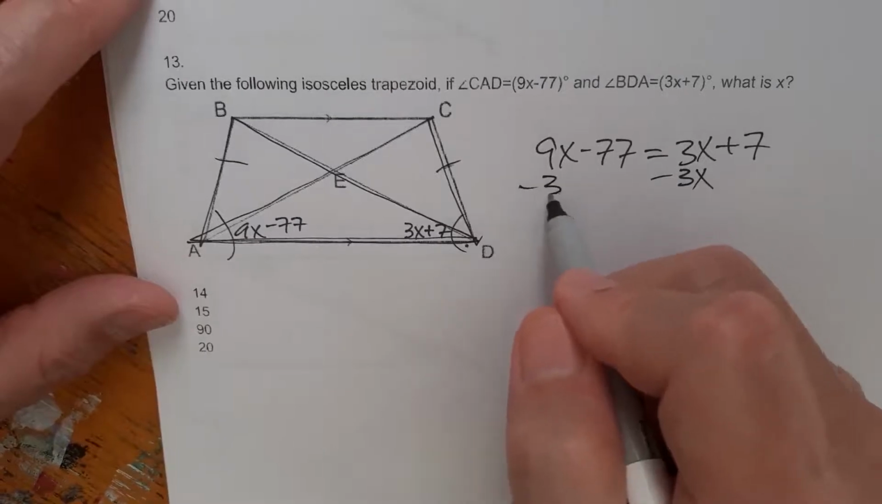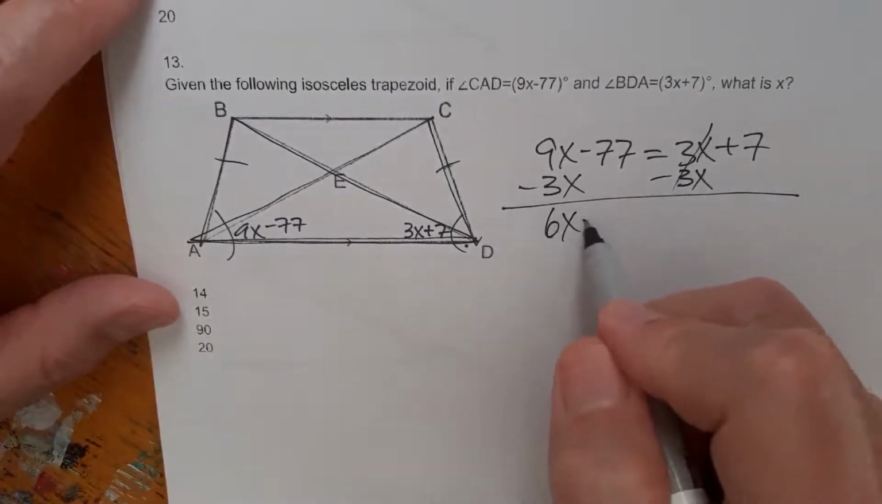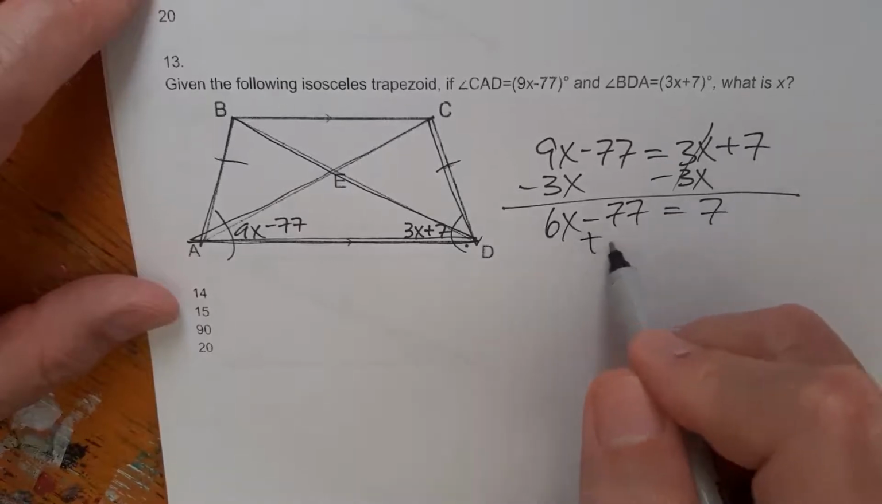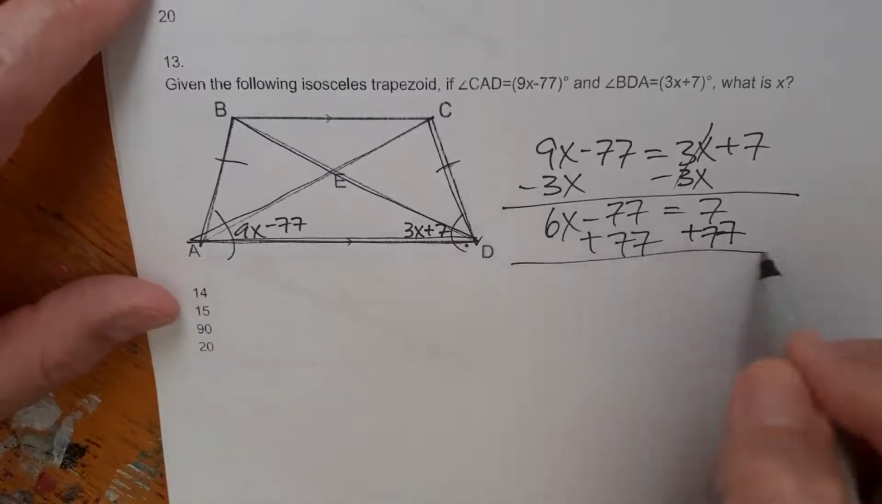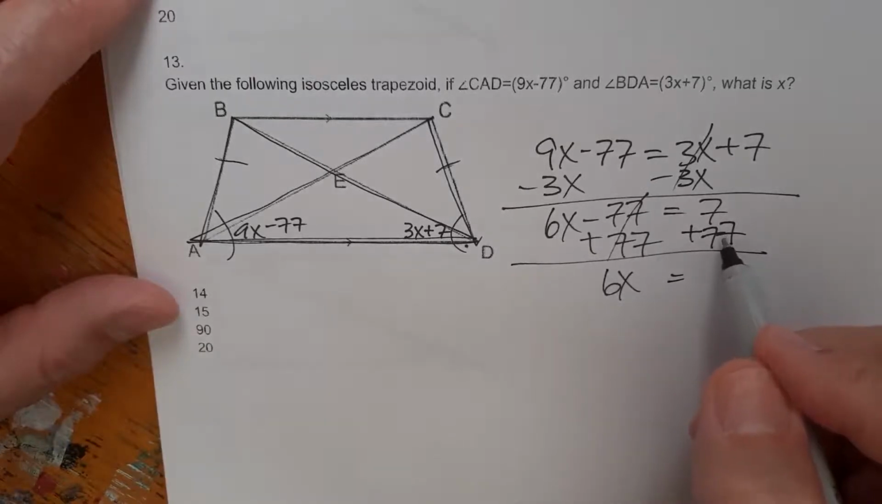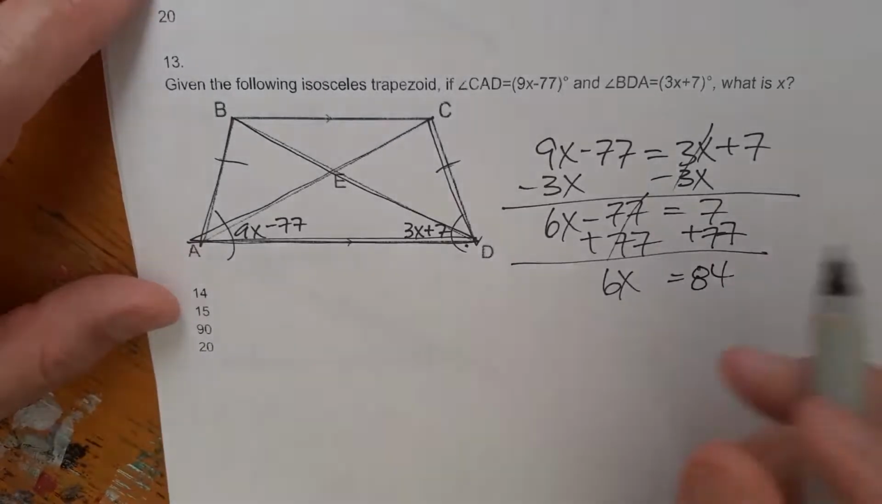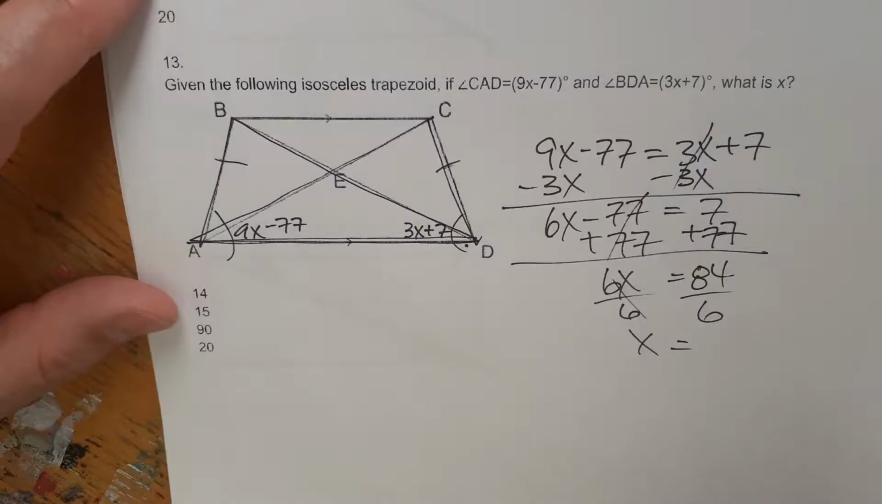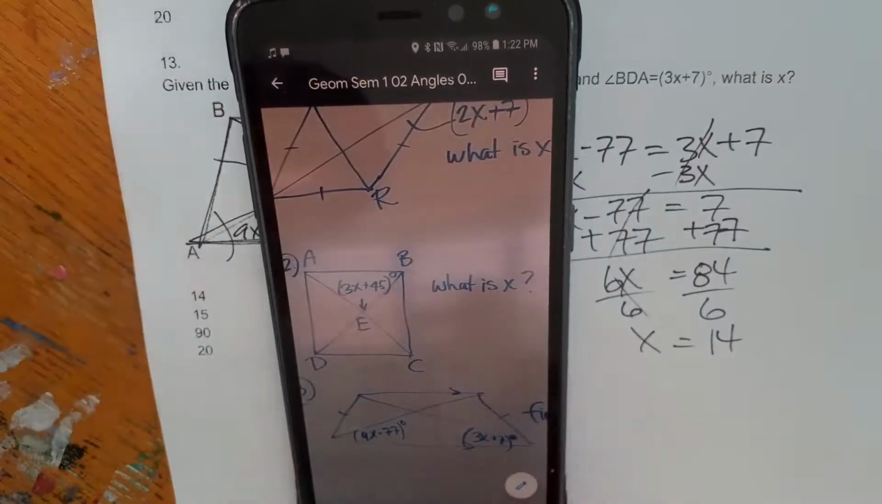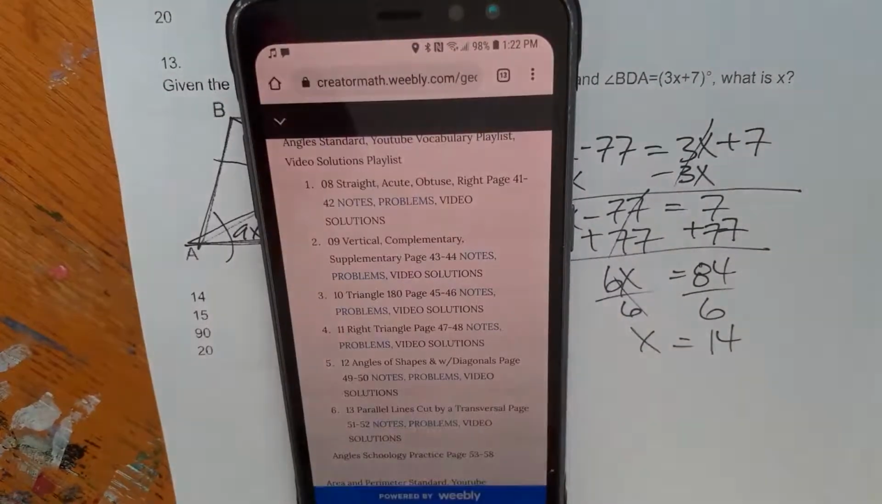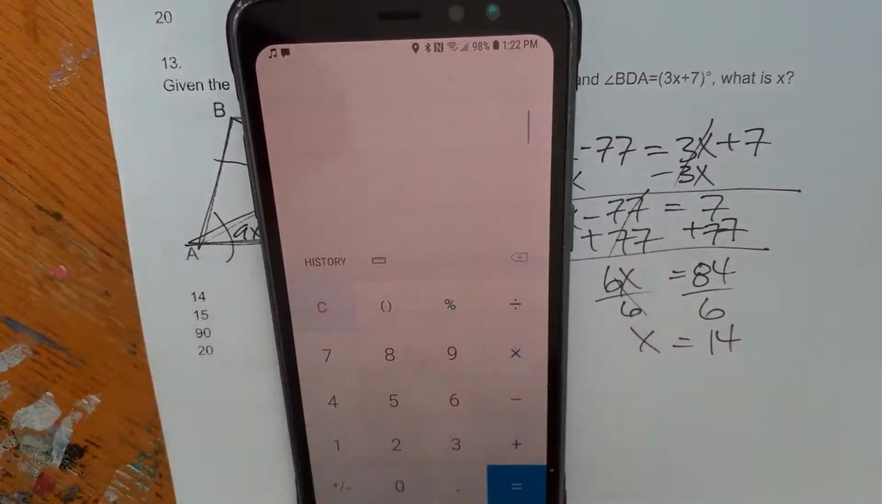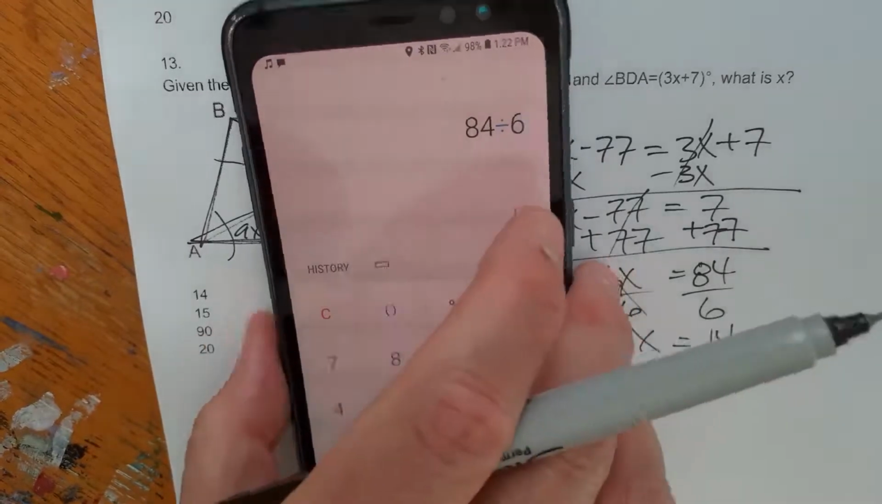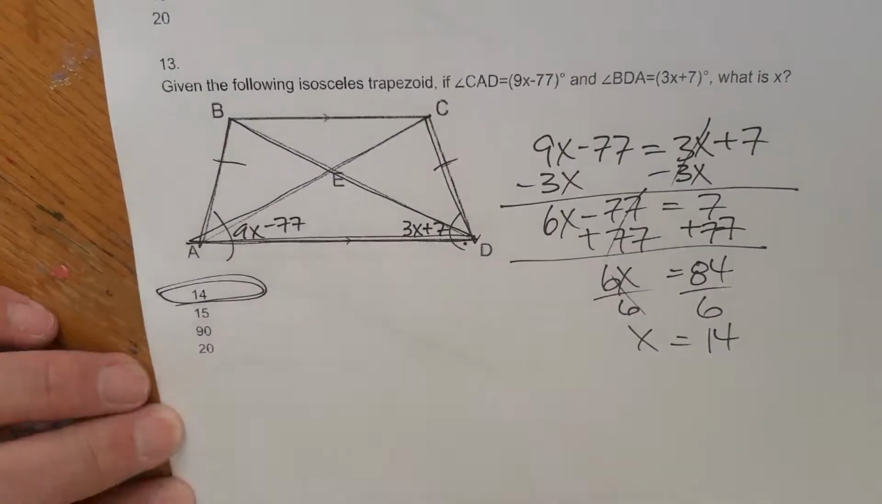Subtract the smaller number of x's from both sides. 6x minus 77 equals 7. Add 77 to both sides. 6x equals 77 plus 7, which is 84. Divide by 6. X equals 14 maybe? Just a model for you. I don't always know my 14s, right? And you may not either. I don't need to go back. Just go into the calculator and say 84 divided by 6. Yep, I got it right. 14. Don't be afraid to use the calculator to help you guys.